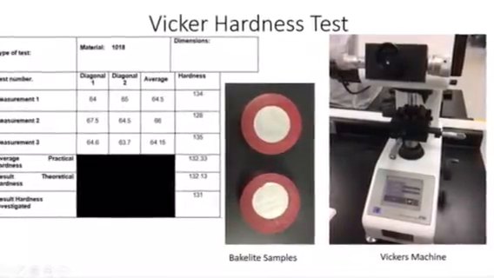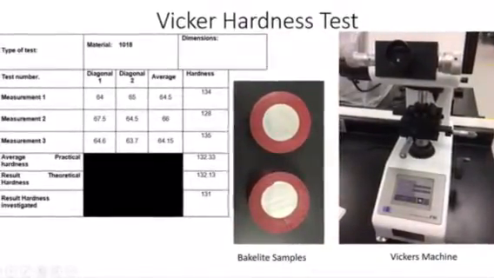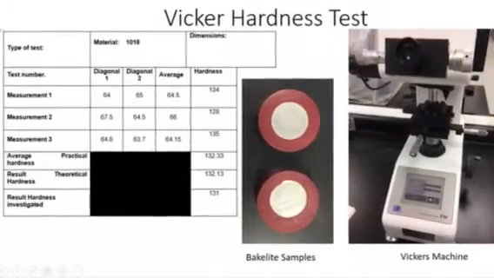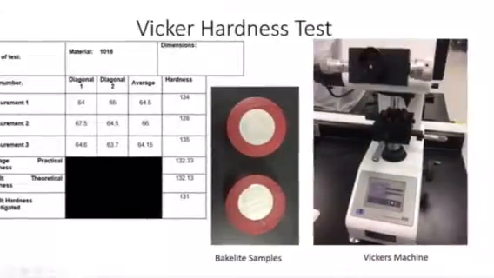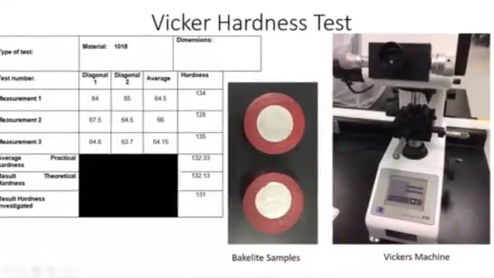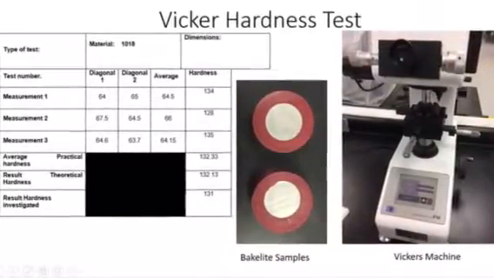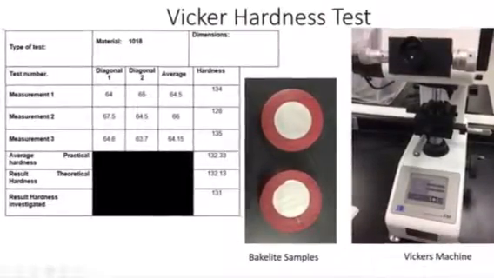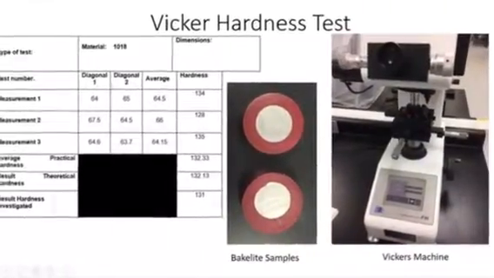As we can see in the results, we have very accurate practical results, since the difference is only like 1.13. For this test, we have to make the bakelite sample so we can put it in the Vickers machine.